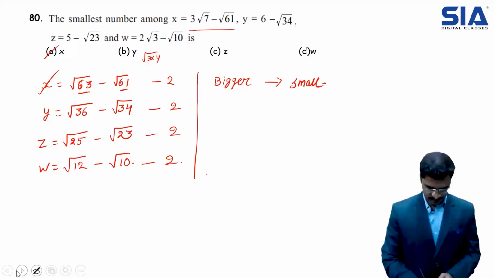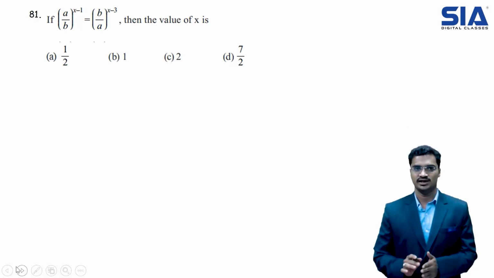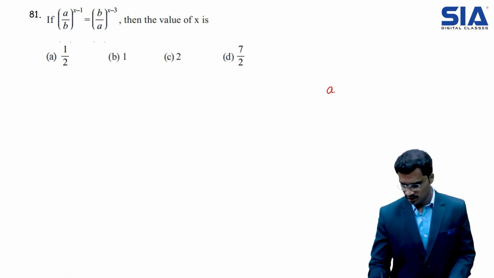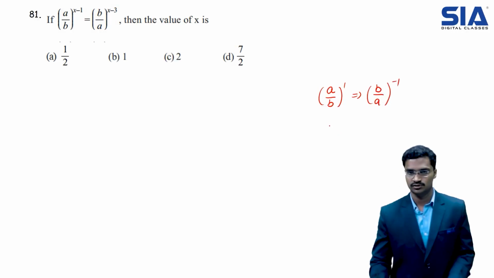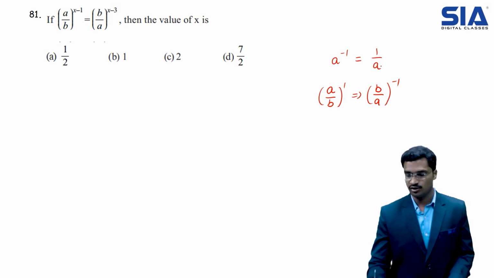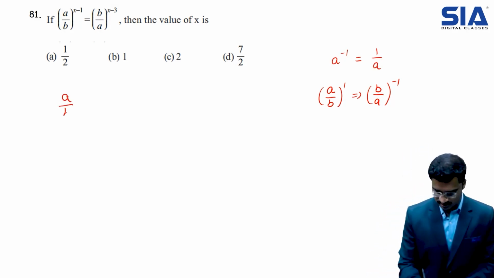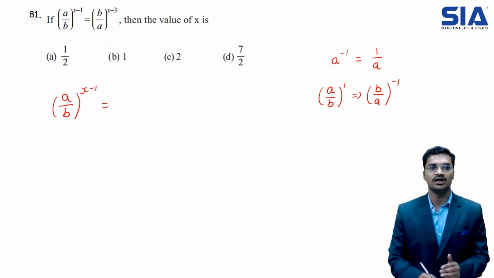Okay. Now coming to the next question, which is (a by b) to the power of x minus 1 is equal to (b by a) to the power of x minus 1. So we know that a by b to the power of 1, when reversed, can be written as b by a to the power of minus 1. So I'm saying that a to the power of minus 1 can be written as 1 by a, or 1 by a can be written as a to the power of minus 1. So here he has given (a by b) whole to the power of x minus 1. Now what I am doing is I am reversing.